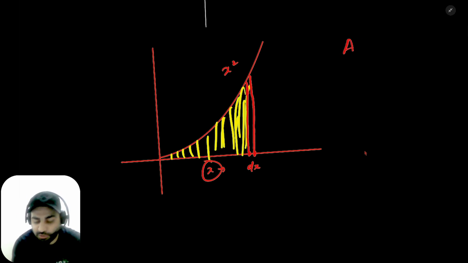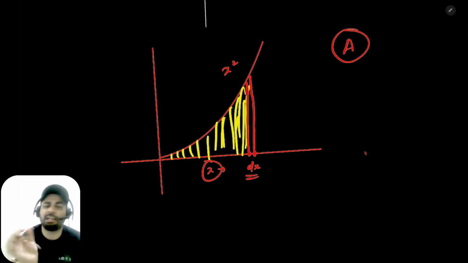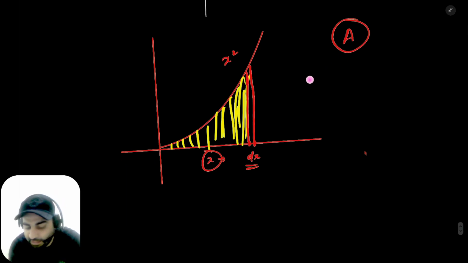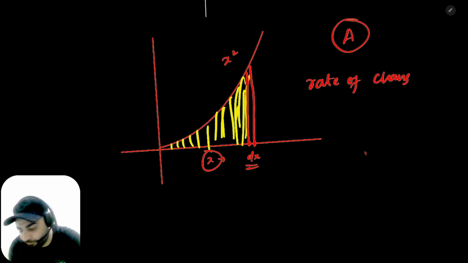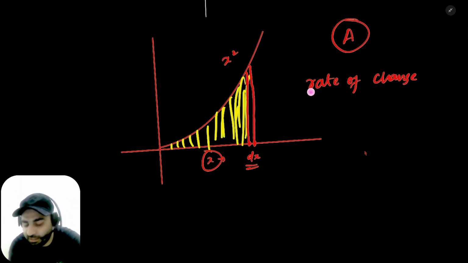I want to see how much this area will change if I just nudge it with dx, if I slightly increase or slightly decrease this by dx. What will happen to the area? Basically, what I want to capture is the rate of change of area. With what rate will something change? Right now we are learning, so with what rate are you learning? That's the thing. So I want to see the rate of change of area.